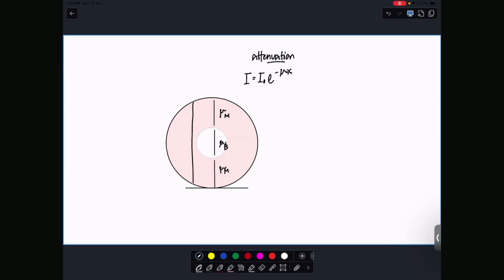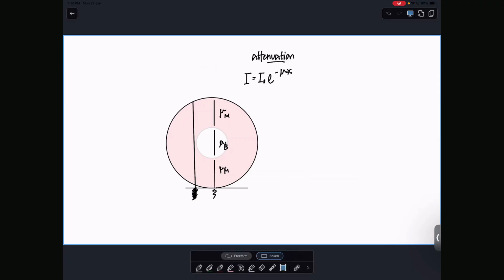Notice as it goes through here, the change is very limited, which means nothing is absorbed, and most of it reaches the bottom. So the bottom becomes darkened. But here the amount that is absorbed is very high, so by the time it reaches here, it's almost nothing. Therefore the bones block everything. That's how we know this.